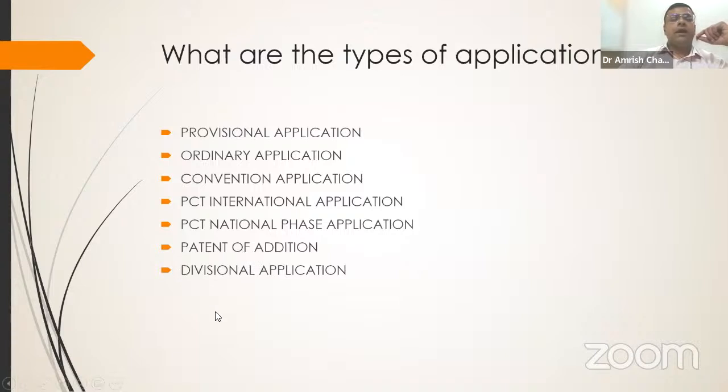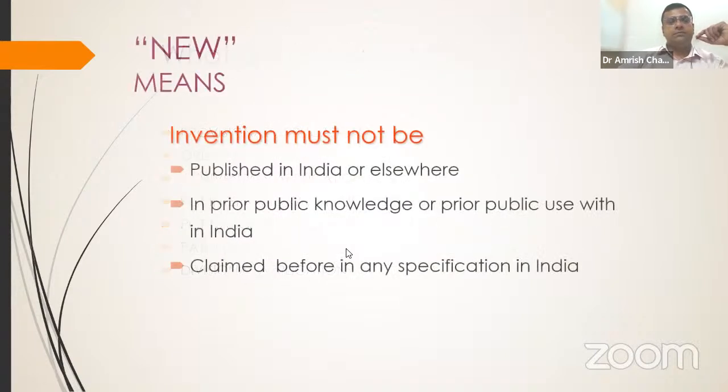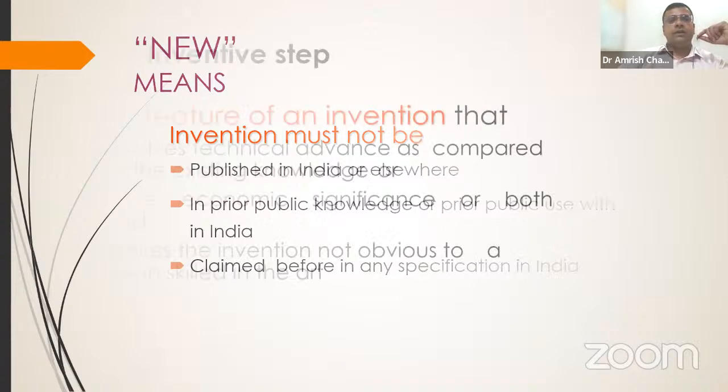And if ambitiously you claim a lot of things in the same patent, then the government may ask you to divide the patent in two or more parts. So new means that it should not be published anywhere. It should be absolutely new and it should not be claimed in any of the patent specifications in India. So that is new.